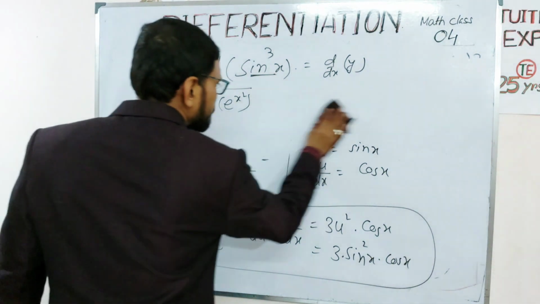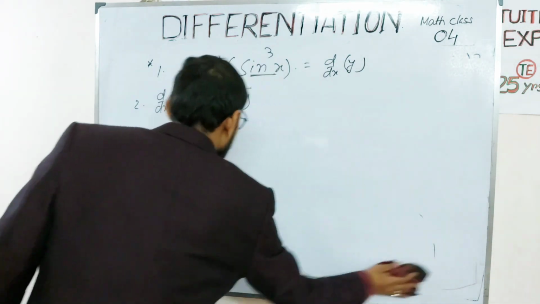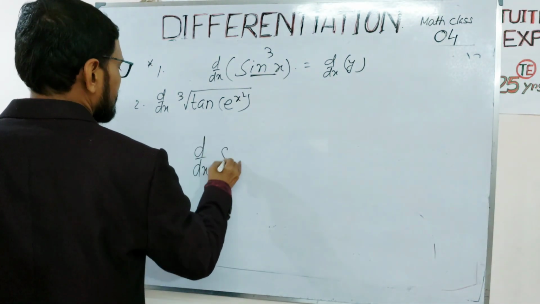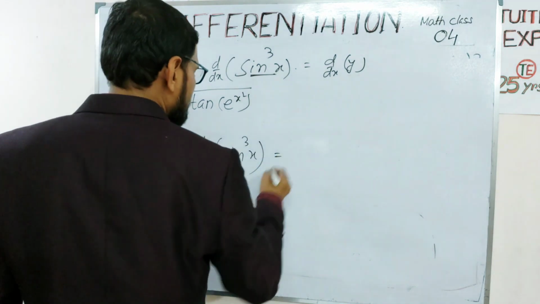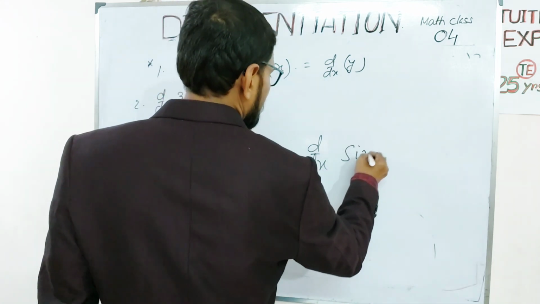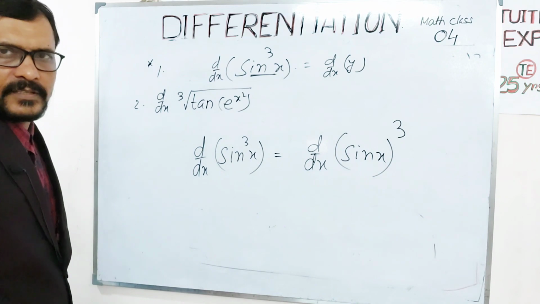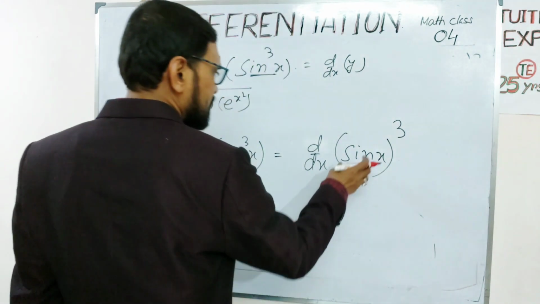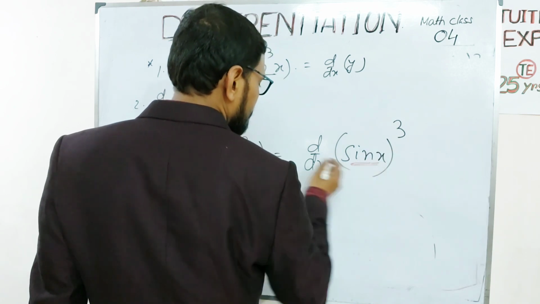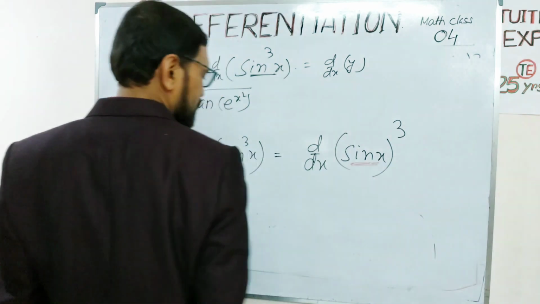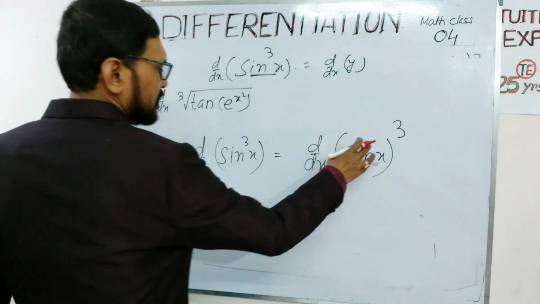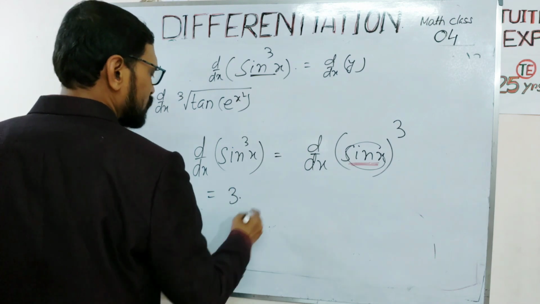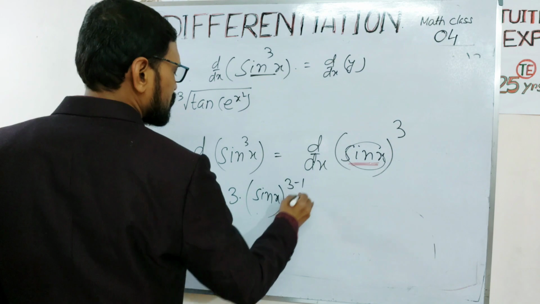Another shortcut method is present. So what is the shortcut method? The shortcut method is d by dx of sin cube x. We write first this way. Now we can assume this function as x. So think that this function is x. Now the derivative of x to the power n, what is the formula? n into x to the power n minus 1. You think that it is x.